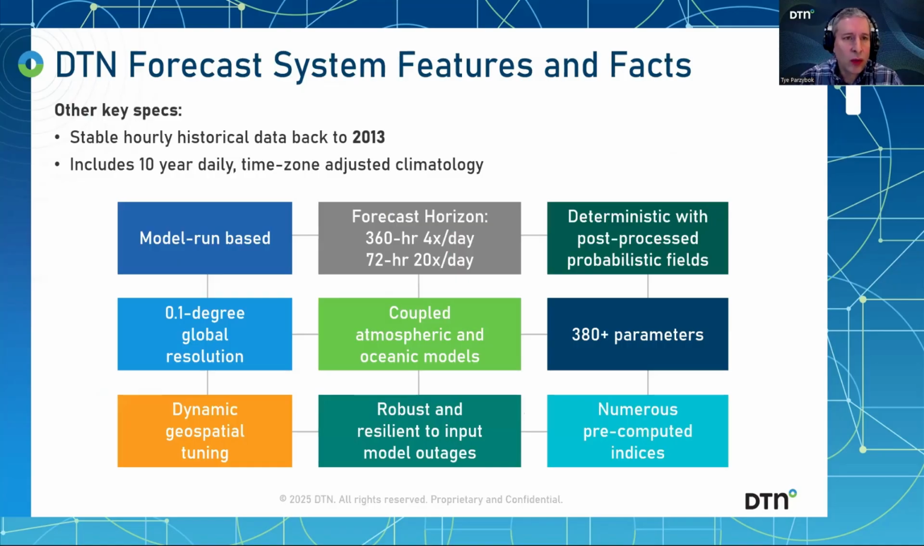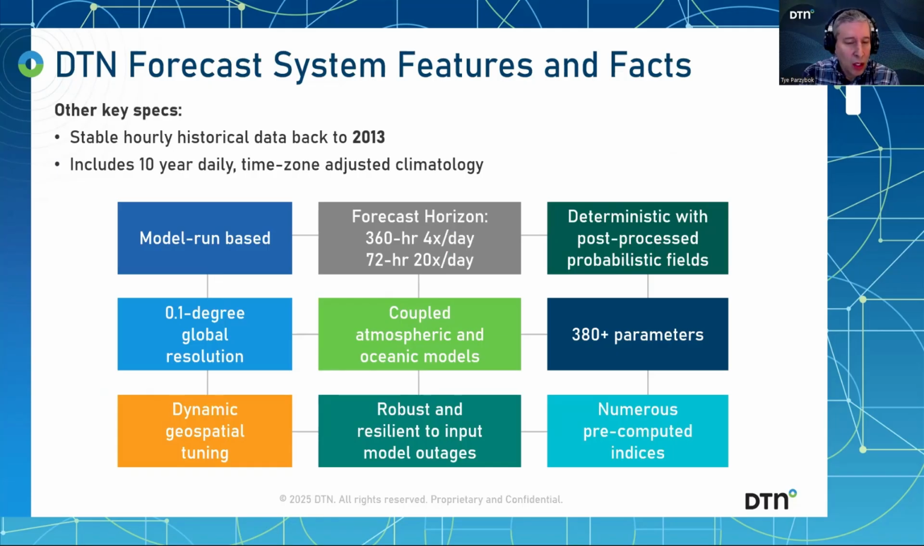Thank you. So the forecast system, these are just some facts and features I wanted to highlight. The first box there, it's model run based. What that means is it runs every hour, just like a traditional numerical weather prediction model would. It runs out 360 hours, about 15 days, 4 times a day. And then the other 20 times a day, it runs out three days or 72 hours.